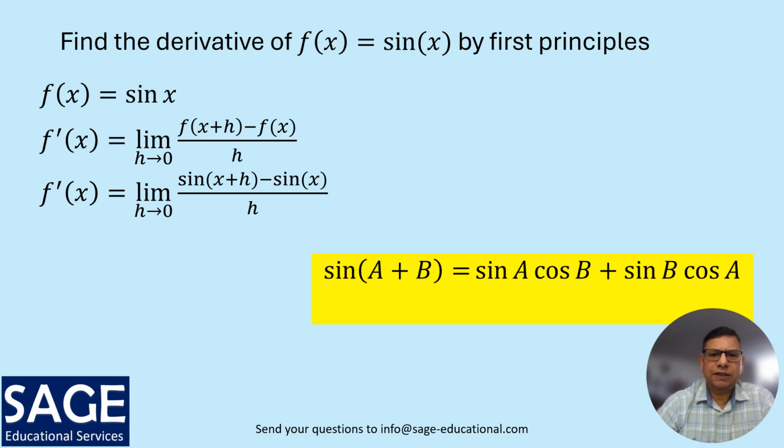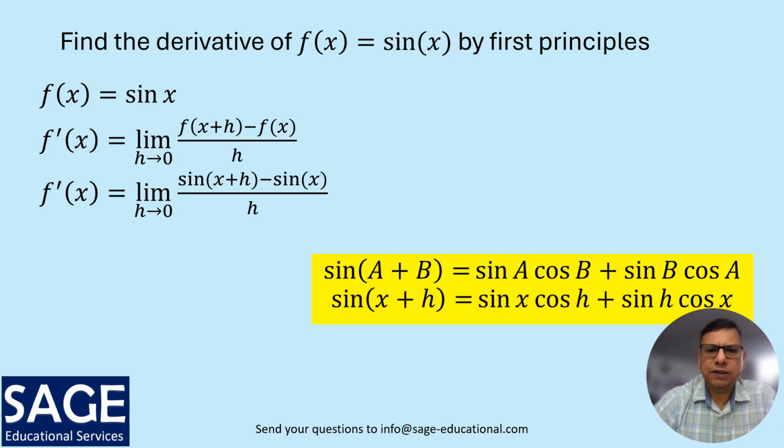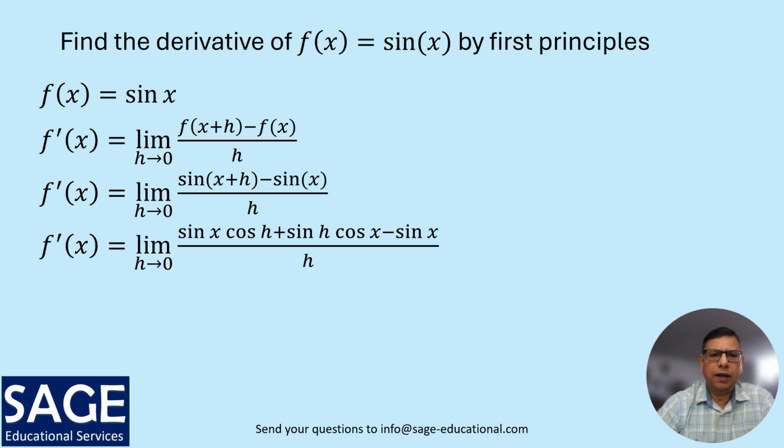We remember that sine of a plus b is equal to sine of a cosine of b plus sine of b cosine of a. If I replace a by x and b by h, then I get sine of x plus h equals sine of x cosine of h plus sine of h cosine of x. So we're just going to replace sine of x plus h by sine x cosine h plus sine h cosine x. And there we have it.